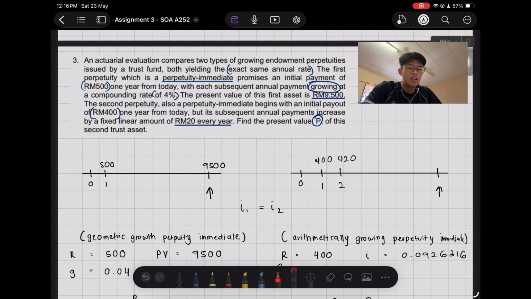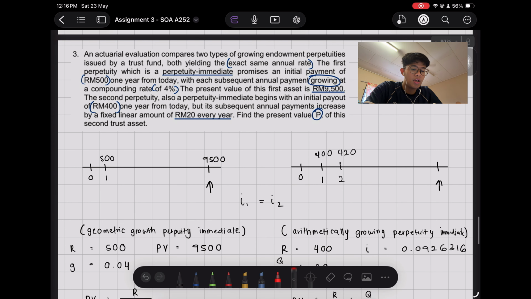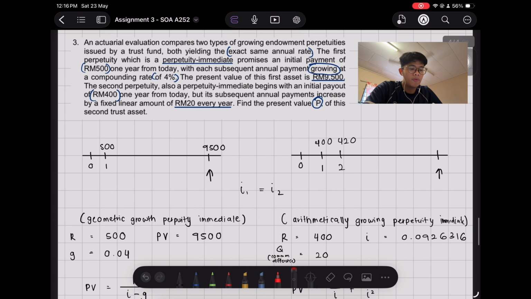The third question is an actuarial evaluation that compares two types of growing endowment perpetuities issued by a trust fund, both yielding the exact same annual rate. The first perpetuity, which is a perpetuity immediate, promises an initial payment of 500 one year from today, with each subsequent annual payment growing at a compounding rate of 4%. The present value of this first asset is 9,500.